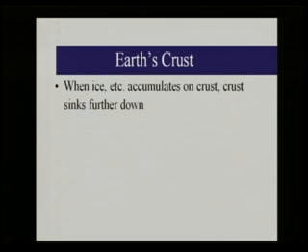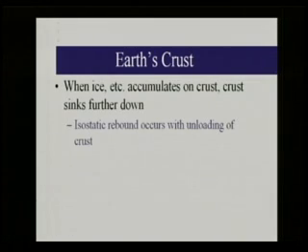So if ice accumulates on the crust, as during an ice age, the crust will actually sink further down into the mantle. And if that ice later melts, if glaciers melt with a climate warming, then isostatic rebound will occur with the unloading of the crust. We don't have as much mass on the crust, so therefore it should sort of spring back, although a little more slowly than we might imagine. It'll spring back with isostatic rebound.